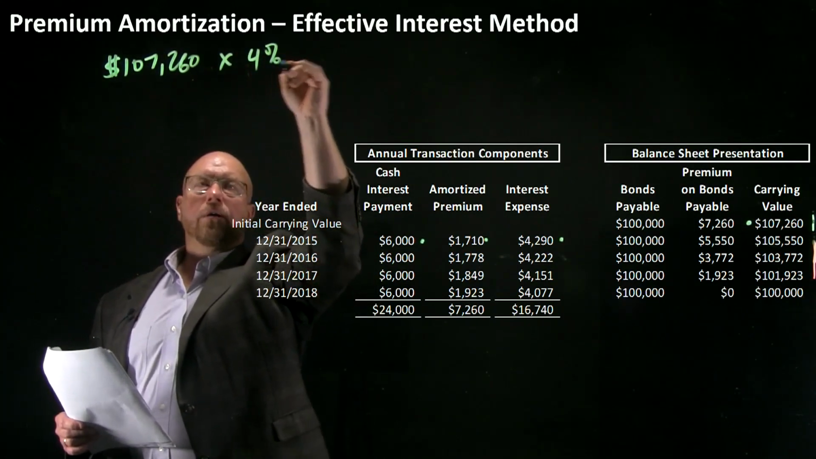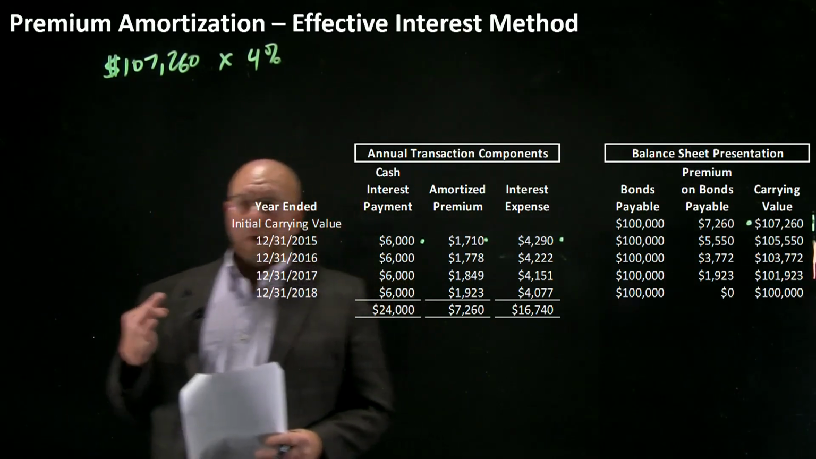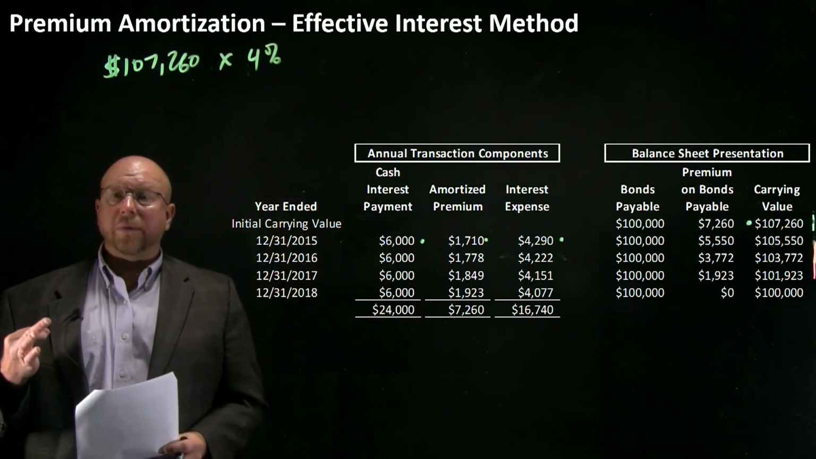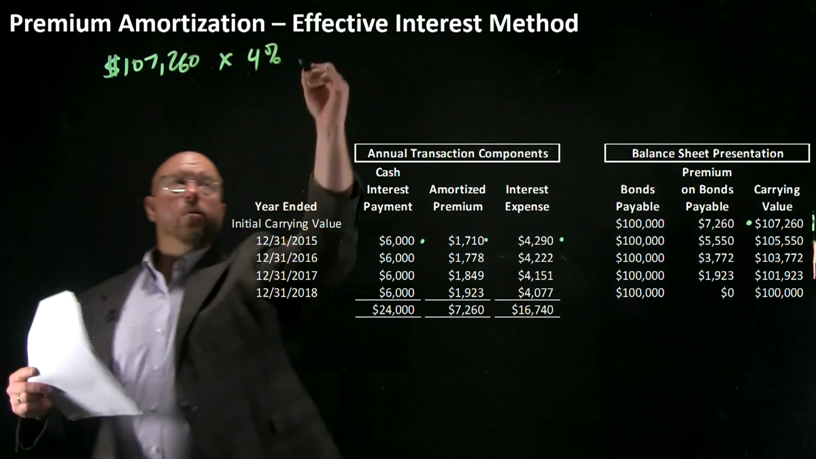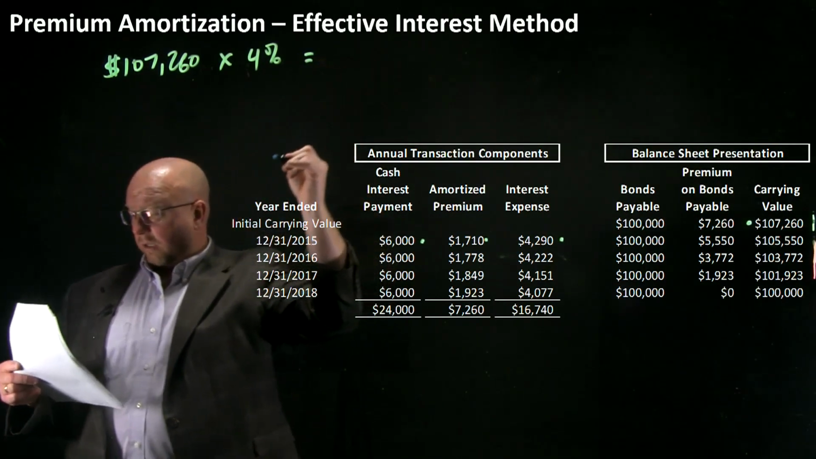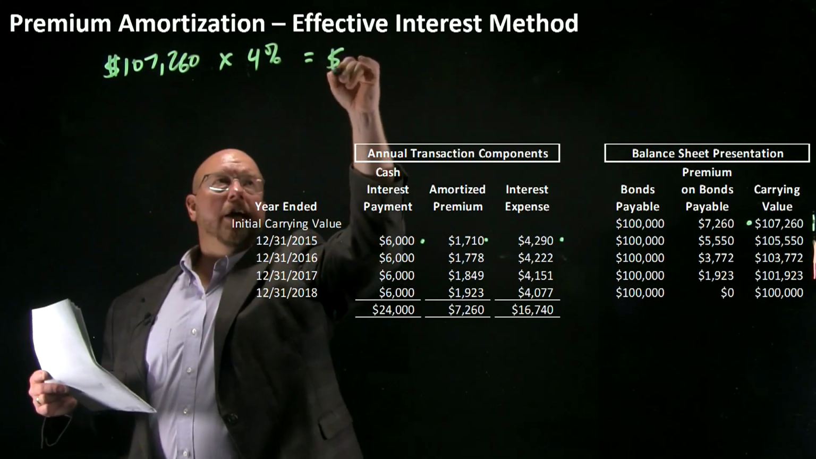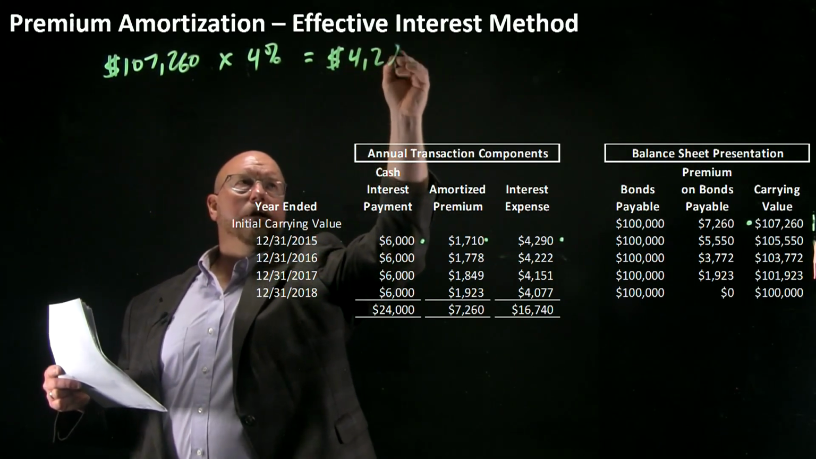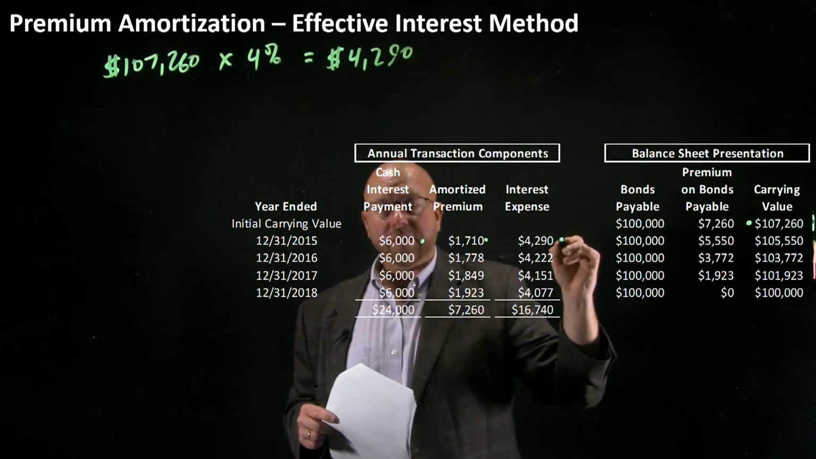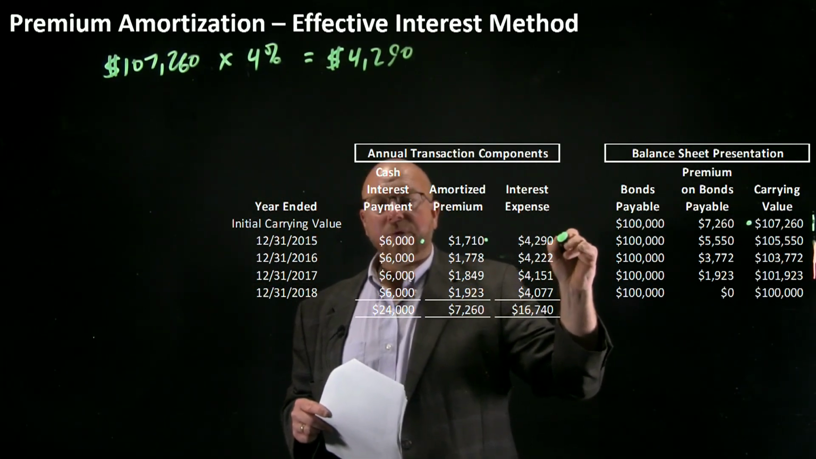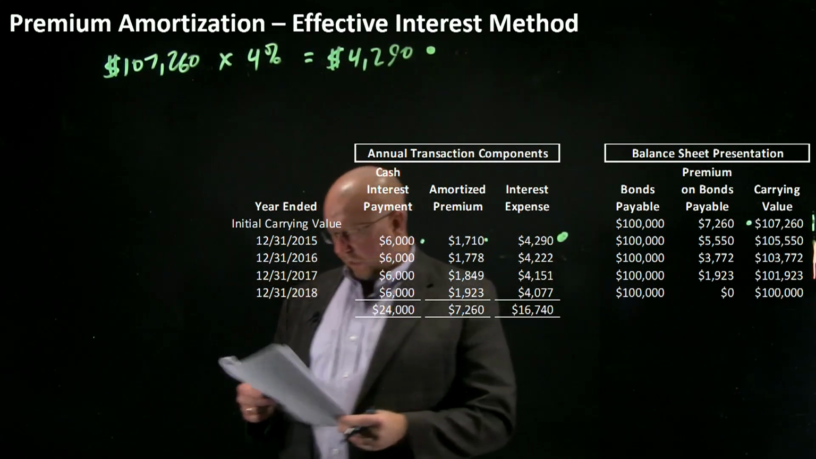We're going to multiply that carrying value times the market rate. And it's important to pick the market rate because the market rate was used to determine the bond's price when we did that a few minutes ago. And so now we're going to use that same market rate to determine our interest expense. So what we're seeing here is that, and I'm going to round to the nearest integer, our interest expense, let me just emphasize this, for the first period is $4,290 right there. Okay, we just calculated that.